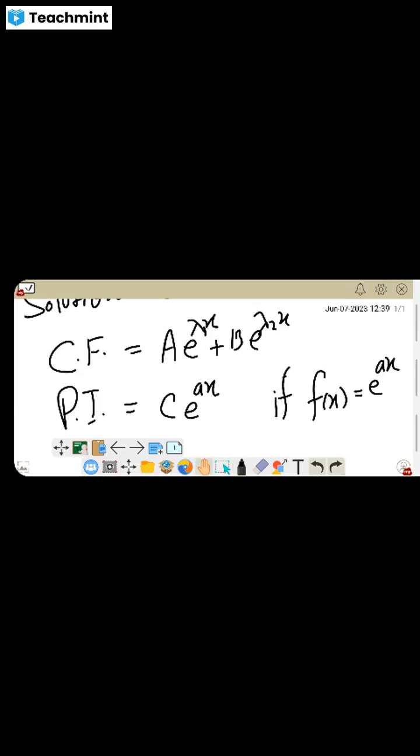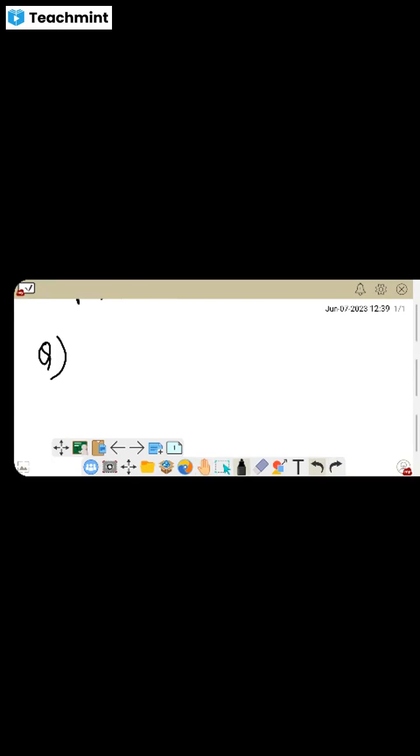So let us do a question to understand this. We have the differential equation y double dash, meaning second order, minus 6 y dash, first order, plus 5y is equal to e to the power minus 3x. This is f(x).